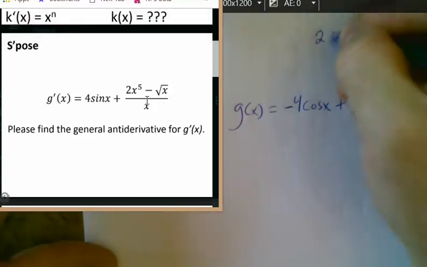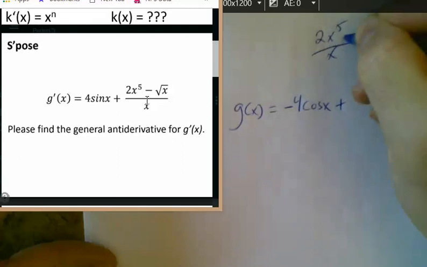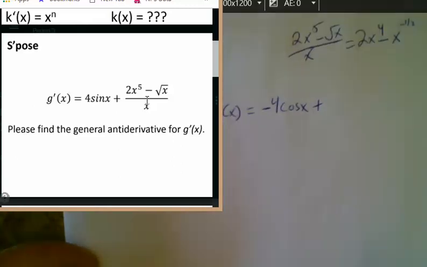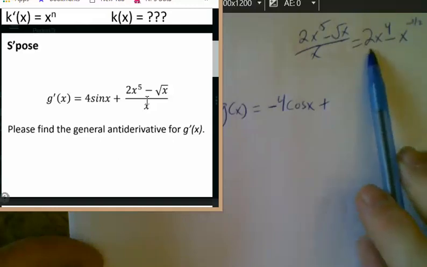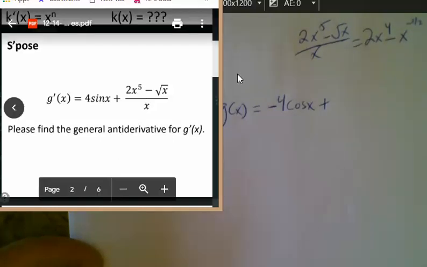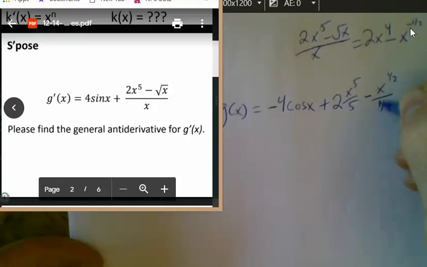I'll do it up here. 2x to the 5th over x minus the square root of x is the same as 2x to the 4th minus x to the negative 1/2, if we just split that up a little bit. All right. So now my eyes are going to be focused over here as a rewrite for what was over here. So the antiderivative, if I use the pattern, is going to be 2x to the 5th over 5 minus, careful here, we still have to add 1 to the power, so that's going to become x to the positive 1/2 divided by the 1/2 for using our rule, the n+1 rule, and then plus c.